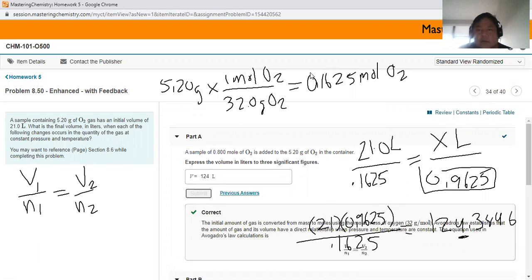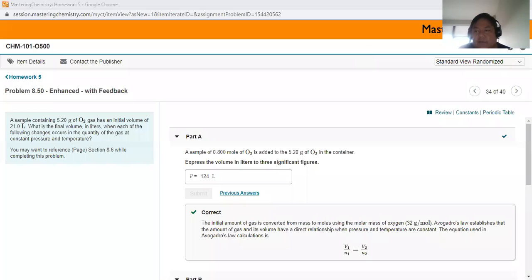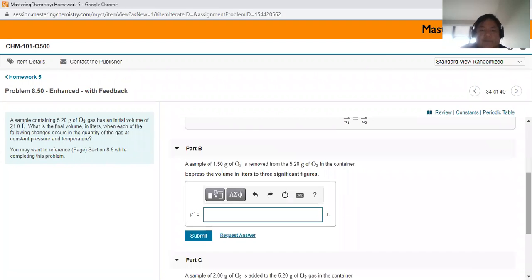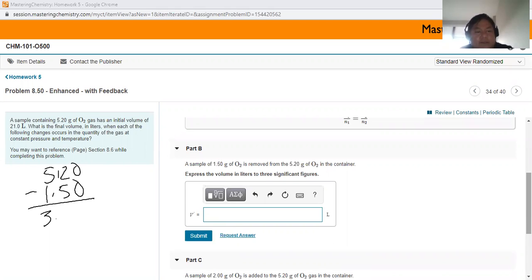I'm just going to clear all of this off, and we'll roll down to part B. Again, we're still using the same idea. All right. A sample of 1.5 grams is removed from the 5.2 grams of O2 in the container. So I started with 5.2, but I'm now going to subtract 1.5. So now I'm left with 3.70 grams. And again, I need to convert this to moles.